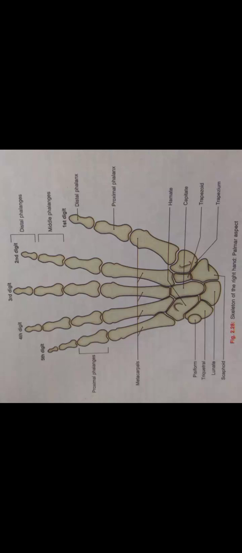In this video, we're going to discuss the skeleton of the right hand, palmar aspects. First of all, each bone has six surfaces. The palmar and the dorsal surfaces are not articular, except for the triquetral and pisiform. And the second point is that the lateral surface of the two lateral bones, scaphoid and trapezium, are not articular.